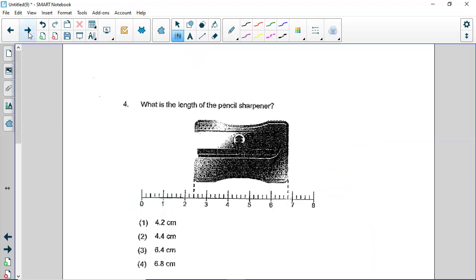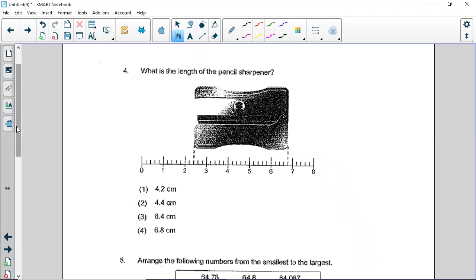What is the length of the pencil sharpener? You need to count the gaps. So how many gaps from 0 to 1? There are 1, 2, 3, 4, and 5. 5 gaps, so 5 units. So how big is 5 gaps? You take 1 minus 0, of course, is 1 cm. So 5 gaps is 1 cm. Then you need to find how big is 1 gap. So 1 gap is 1 divided by 5.